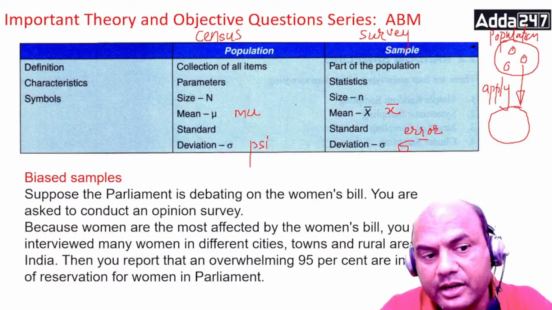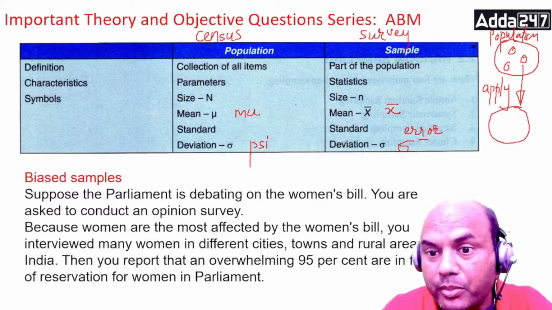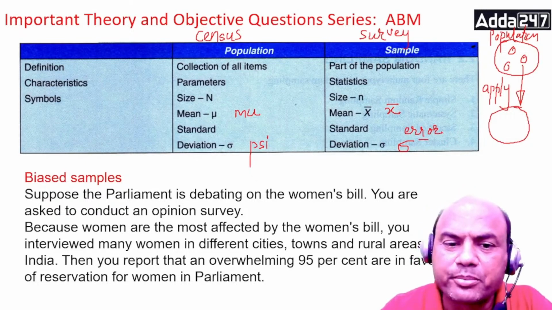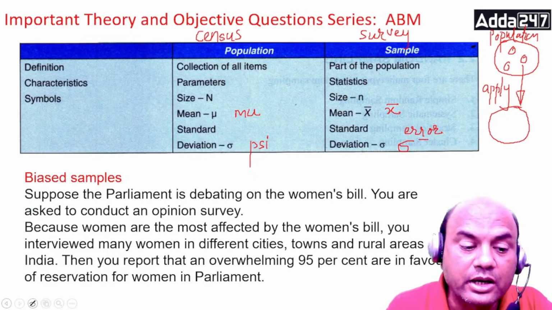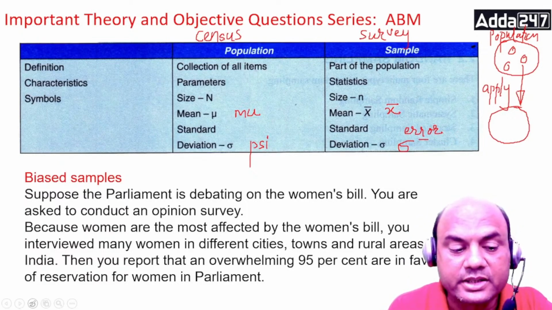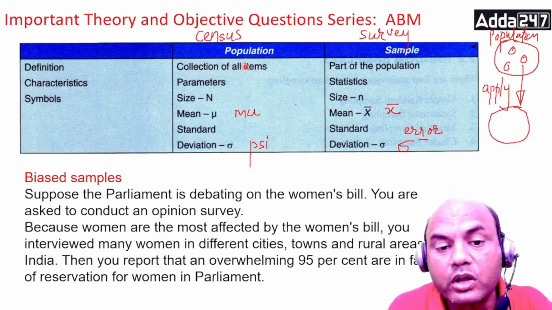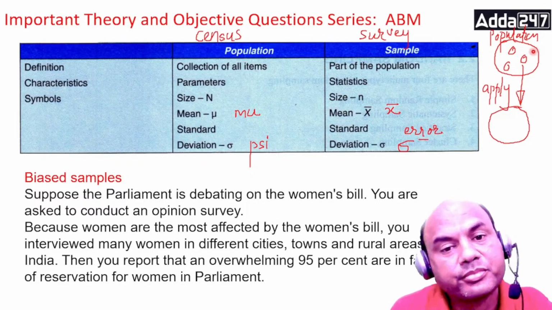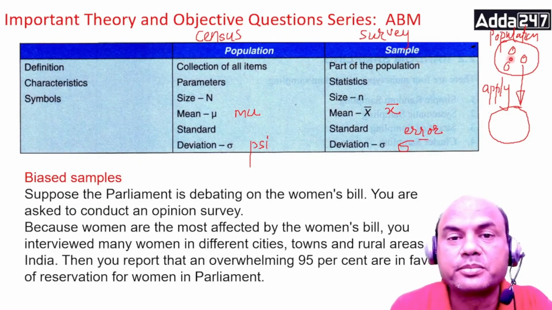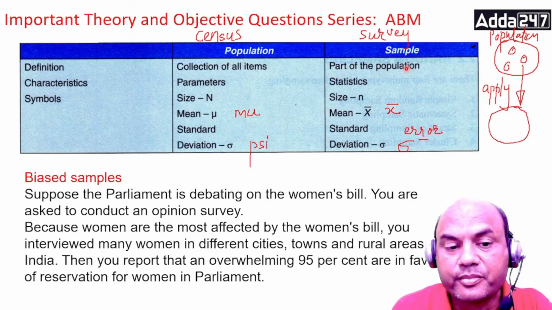Look at the basic characteristics. See this, population versus sample. Just now I told you population means the entire population, and sample means some part of it. So what are the important terms related to population and sample? Look at these definitions. Population is the collection of all the items, for example all 40 lakh persons of Nagpur. A sample is 1000 persons from each corner. So that is a sample.